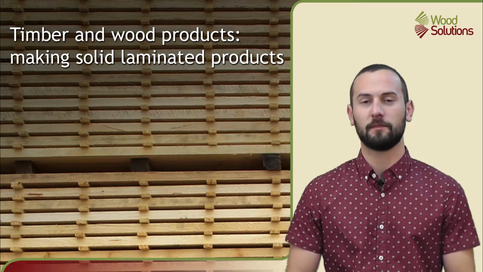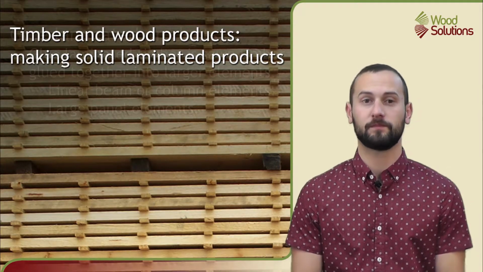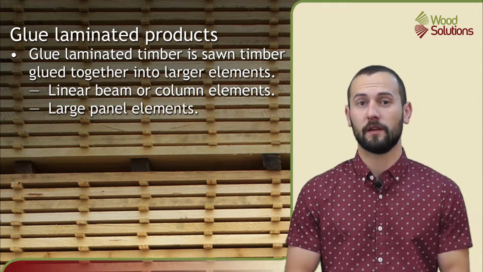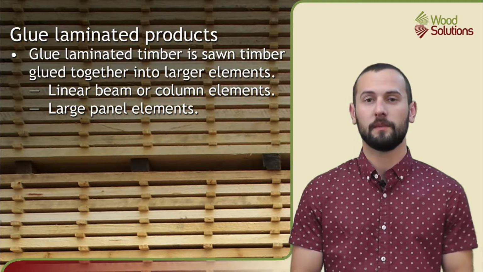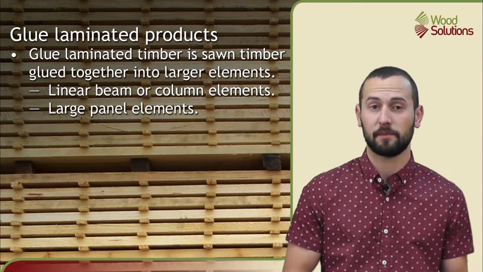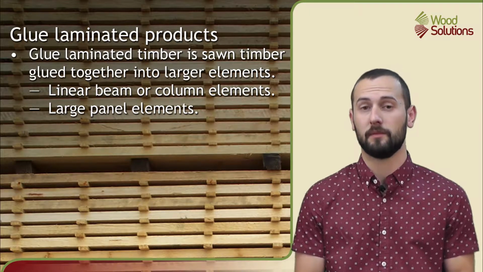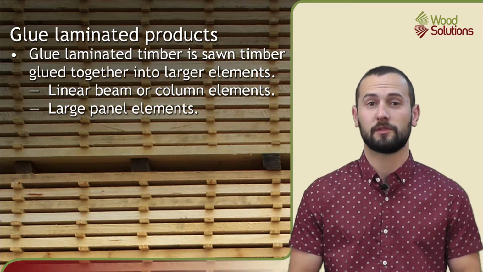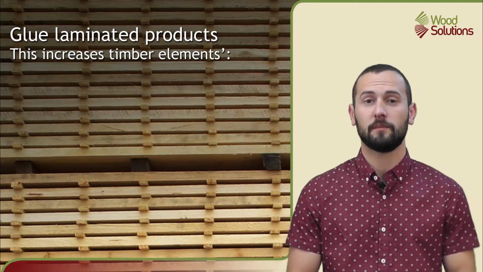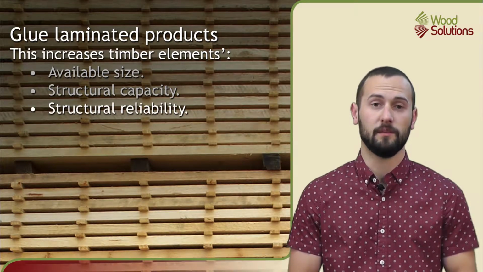Welcome to this Wood Solutions campus presentation on the general production process for glue laminated timber products. Solid glue laminated timber is sawn and other timber products glued together into larger elements. These can be linear beam or column elements or large panel elements used for appearance applications, architectural structures where the timber structure is seen as part of the building's design, or for general structure used in floor, wall or roof framing. This assembly process increases the size, structural capacity and reliability of timber elements.